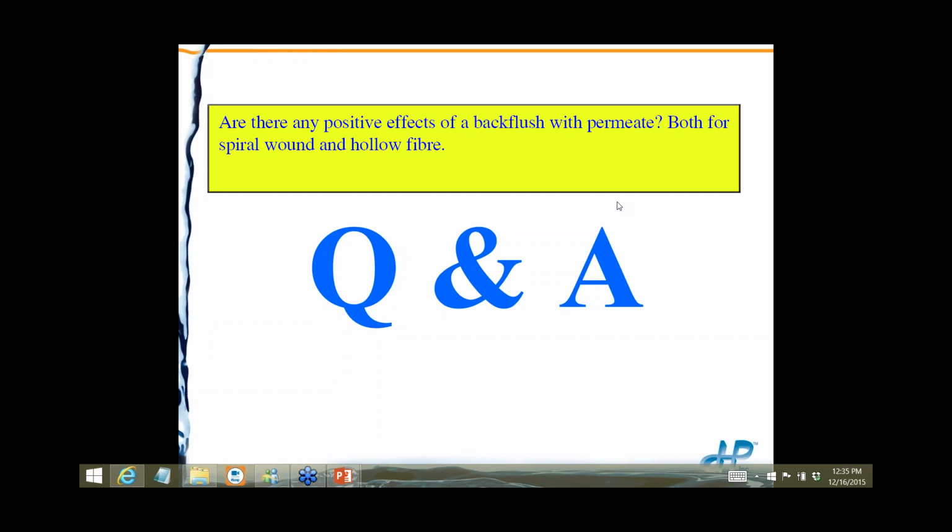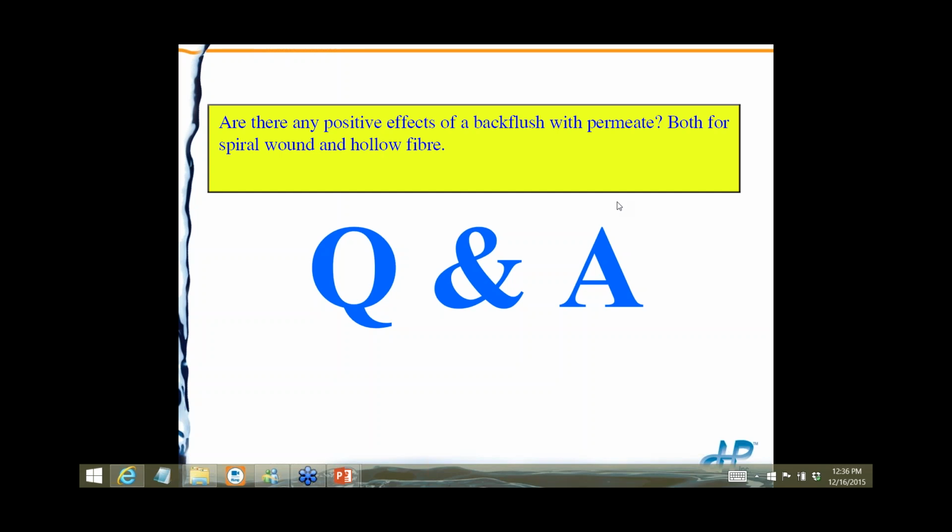Question 1: Are there any positive effects of a backflush with permeate, both for spiral wound and hollow fiber? Well, I'll start out with the hollow fiber because that really is the backwash. So yes, that's usually the way of cleaning a hollow fiber. And when I'm saying that, I mean hollow fiber microfiltration or ultrafiltration. If you actually had hollow fiber RO, then no. But that's not common.